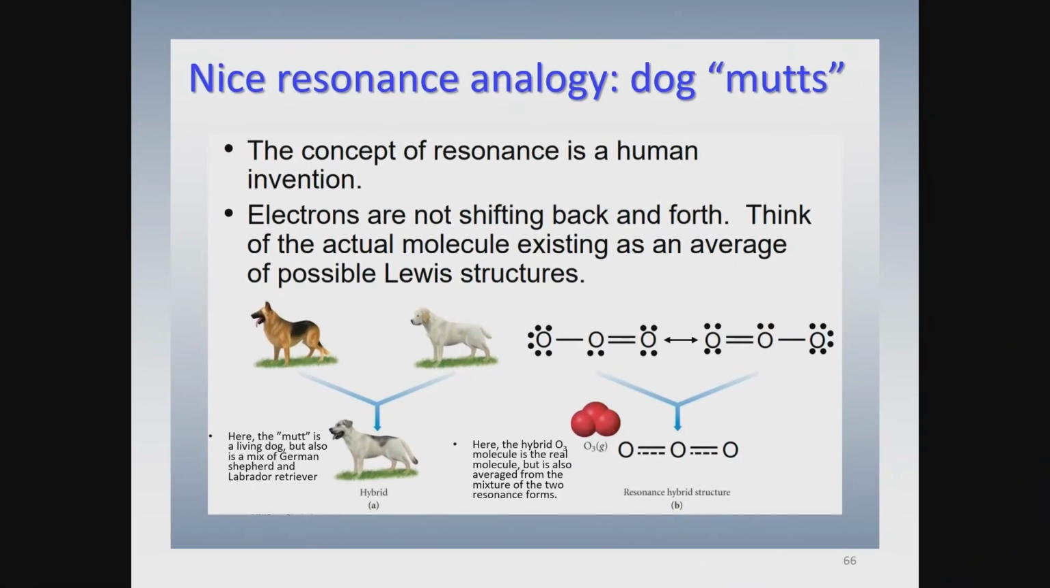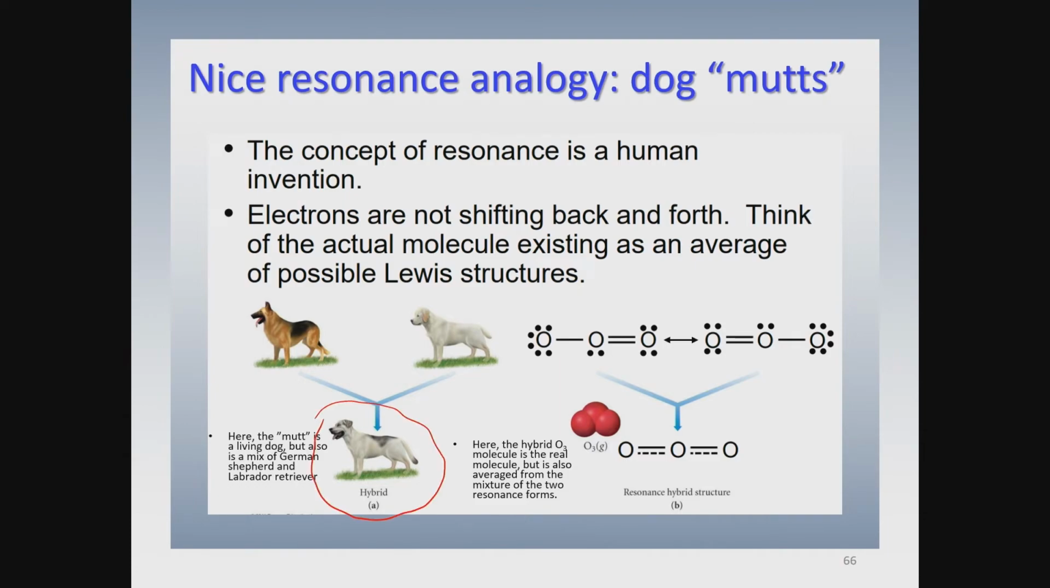I think a really good analogy for resonance structures is to look at the example of dog breeding, and so I have a slide of that here. What you can see on the left side is a picture of two breeds of dogs, a German Shepherd on the left, a Labrador Retriever on the right, that you mated as a dog breeder to produce the hybrid dog, which, for lack of a better phrase, I'm going to call a mutt. Okay, so let's take a look at this mutt here.